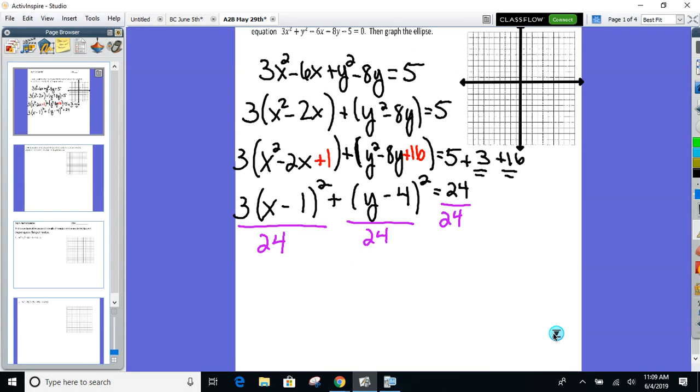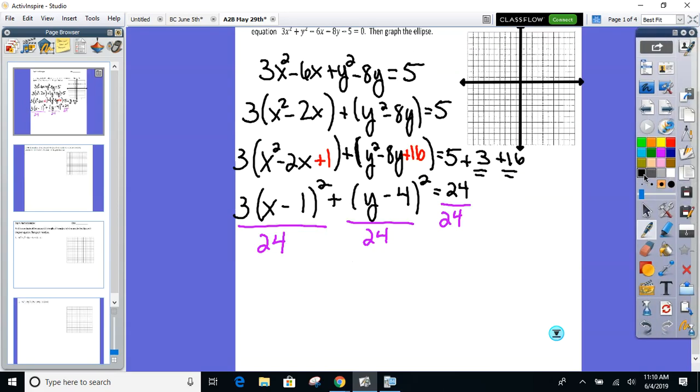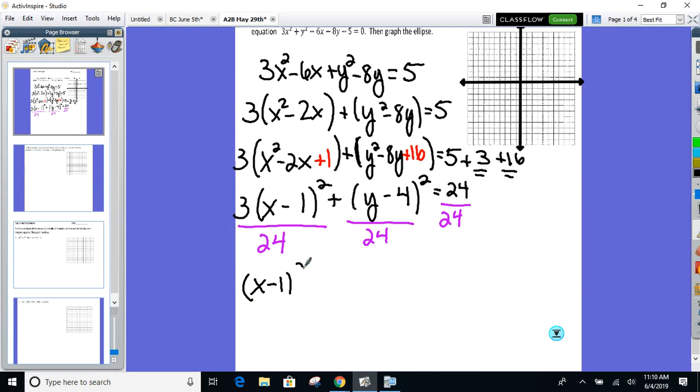All right, let's finish it and make it look like an ellipse equation. Reduce if you can. 3 over 24, this will be what? X minus 1 squared all over 8. Anything to reduce here? There's no number out in front, right? So there's nothing to reduce. And look what we have here, kids. There is your ellipse equation we're used to.